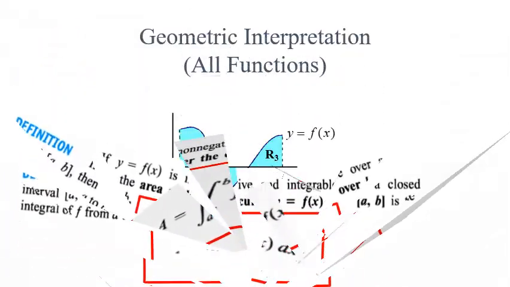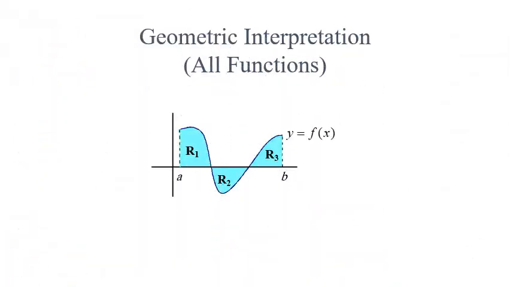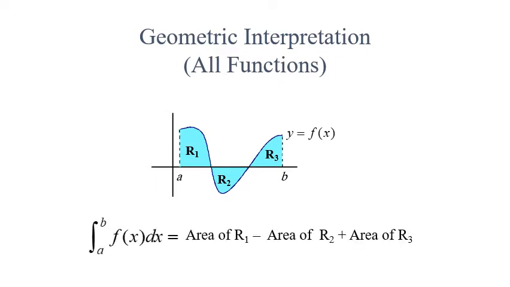Geometric interpretation of the function: here is R1 plus R3 minus R2. Then the area is R1 minus R2 plus R3, to find the area between the curve and the x-axis, in the positive direction or otherwise. Then the integration from a to b of f of x dx equals the area of R1 minus the area of R2 plus the area of R3.